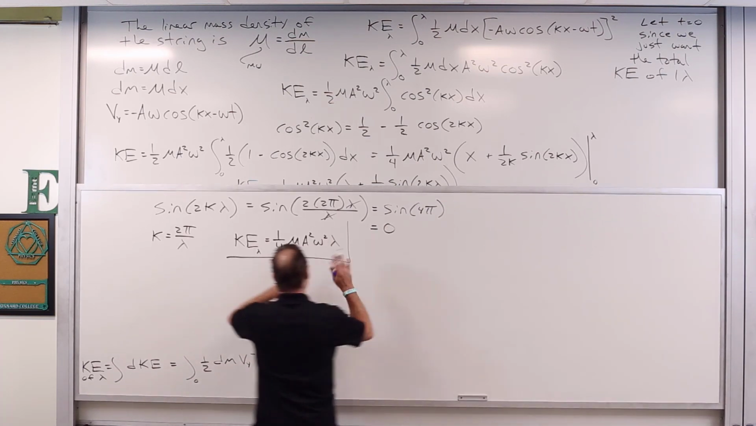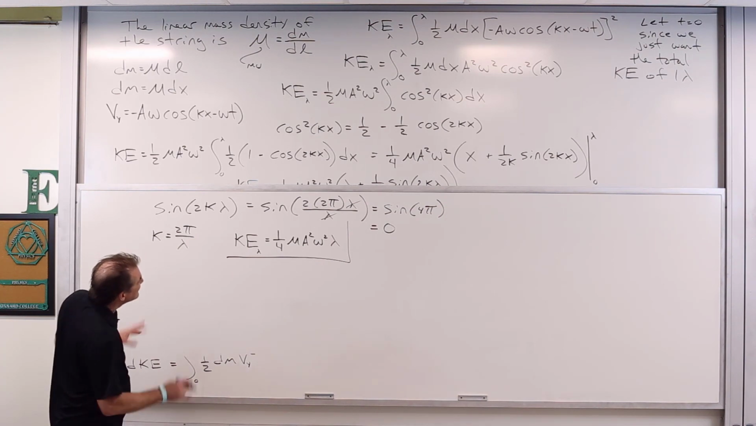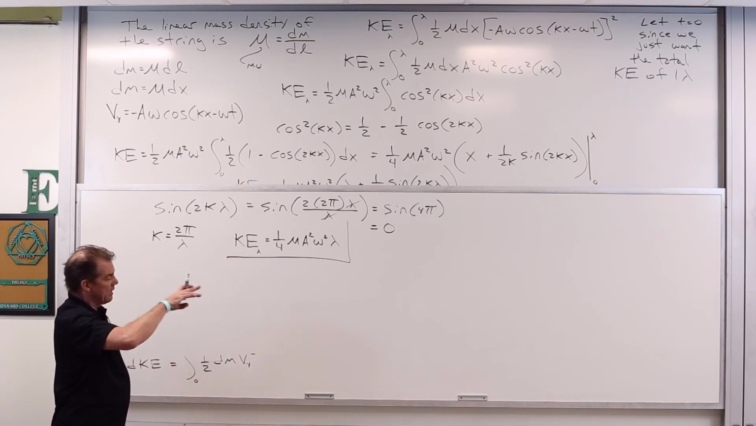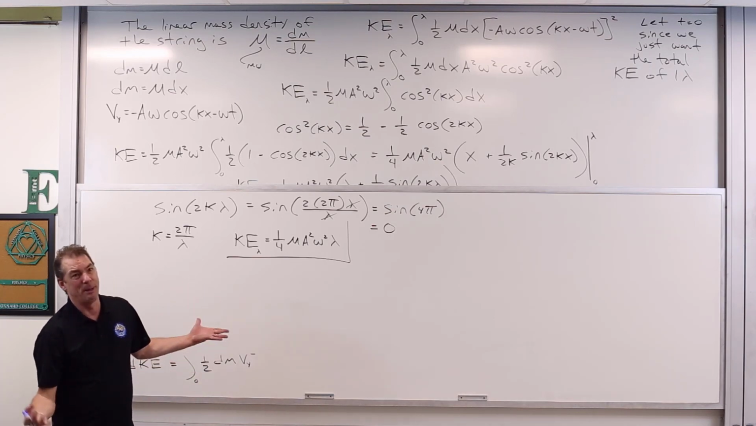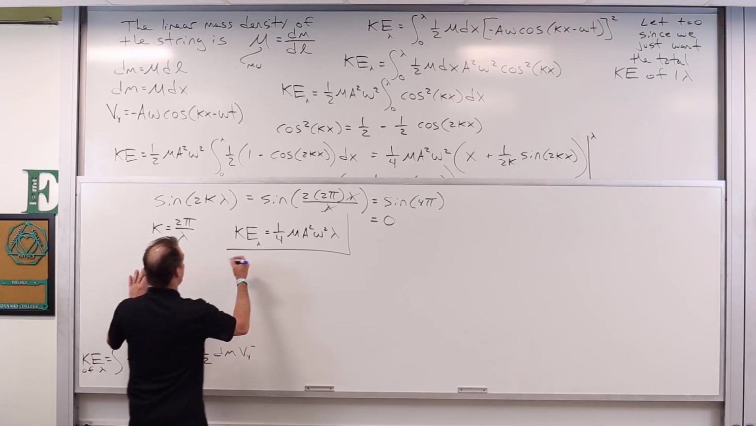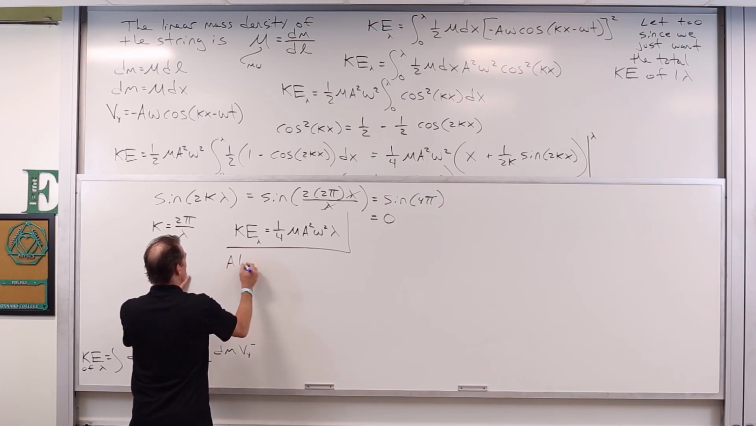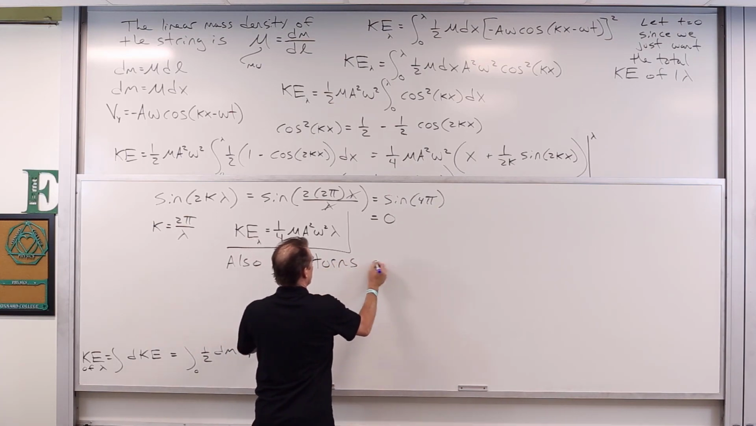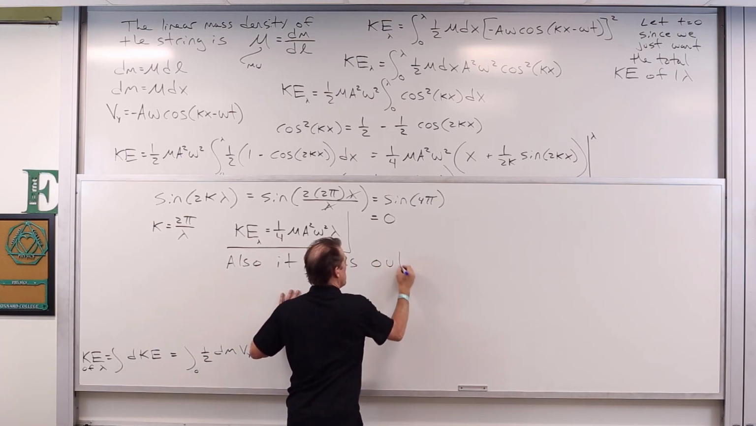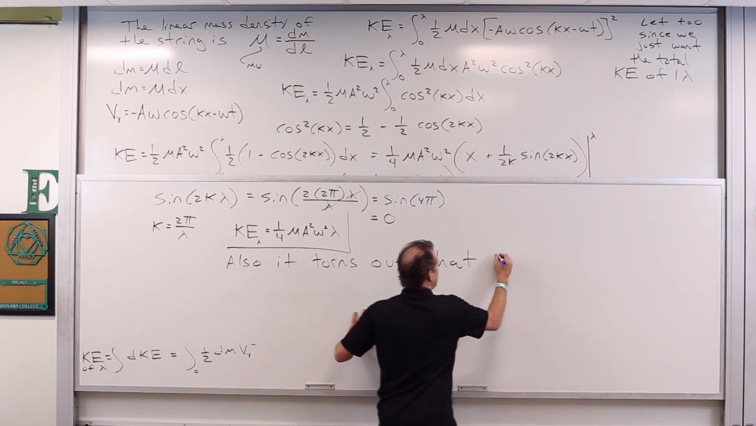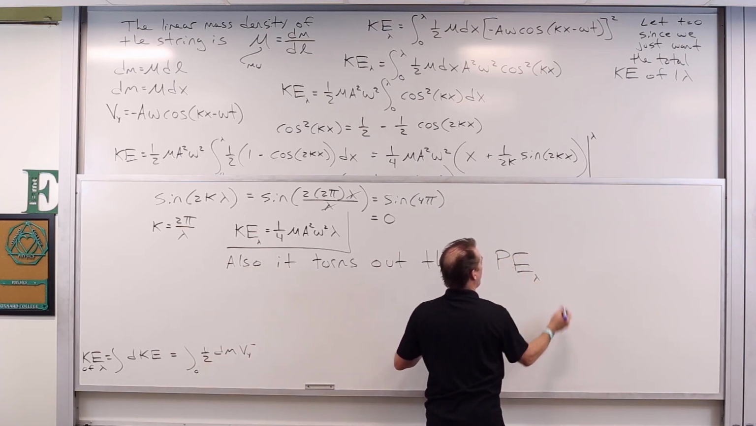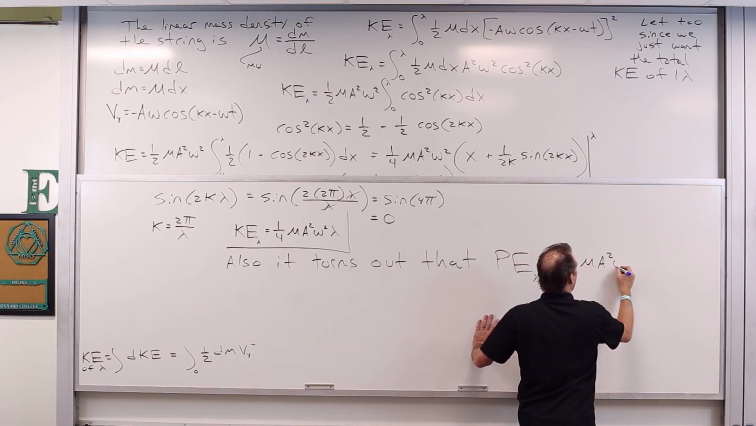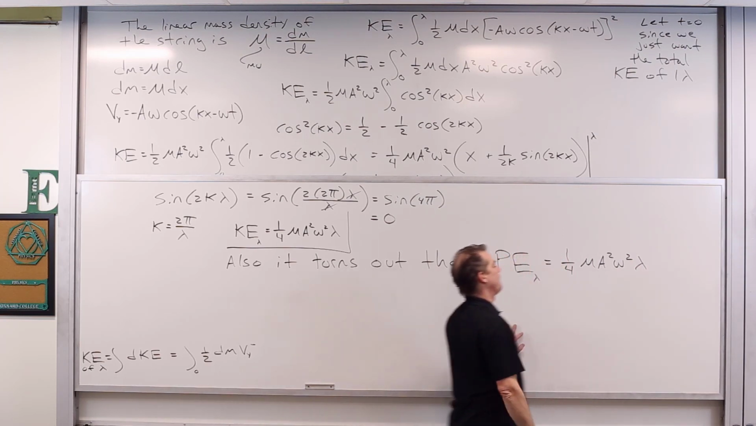It can be shown, but it's a little bit more strenuous. We need a model that we utilize for the potential energy stored in the string. We basically treat it like a simple harmonic oscillator. But also, it turns out that the potential energy of one full wavelength is also equal to 1/4 mu a squared omega squared lambda.